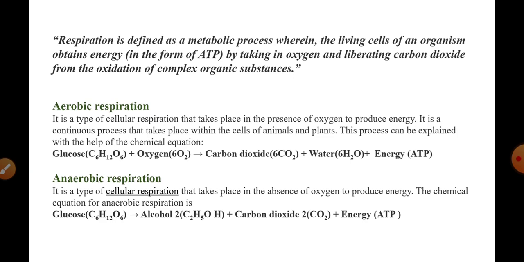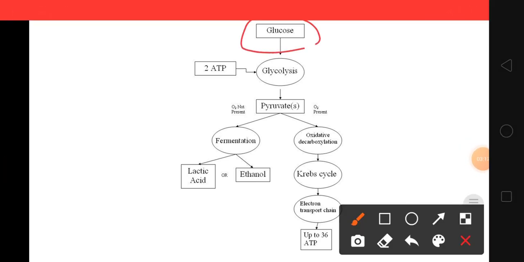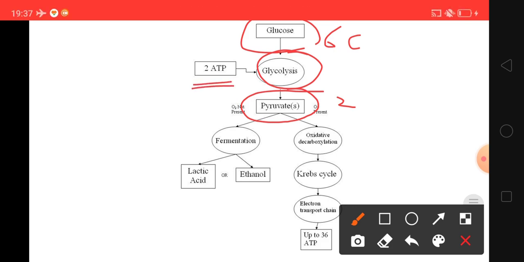Now let us discuss a little more about respiration. What happens in respiration? Here glucose, which is a 6-carbon compound, is broken down into 2 molecules of pyruvic acid, or 2 molecules of pyruvate. So this 6-carbon compound breaks down into 3-carbon compounds, and each pyruvate is a 3-carbon compound. This process of glucose breaking down into pyruvic acid is called glycolysis, and in this process 2 ATPs are released.